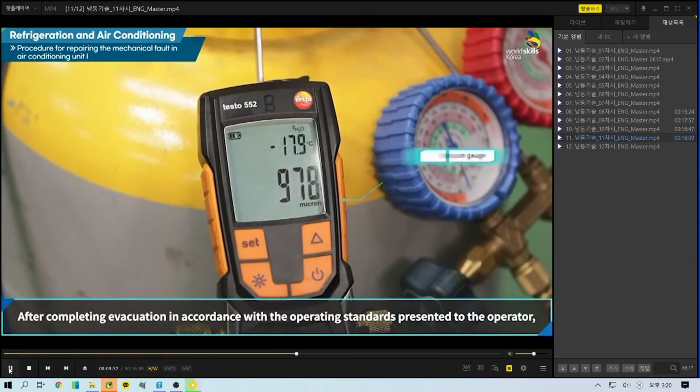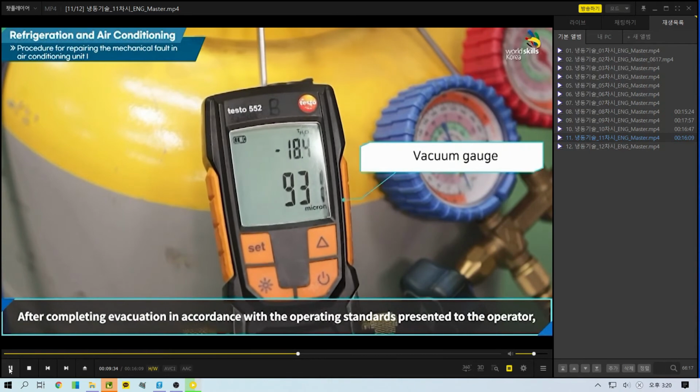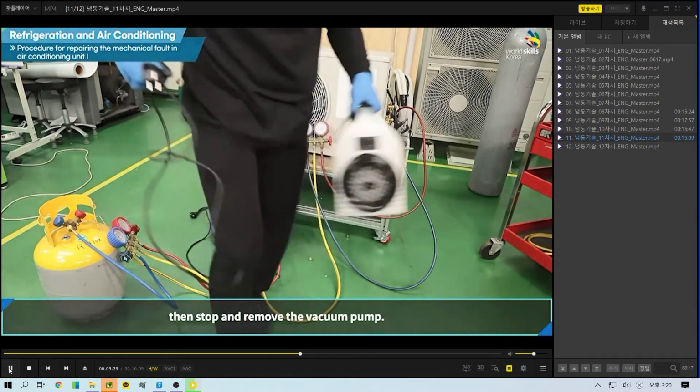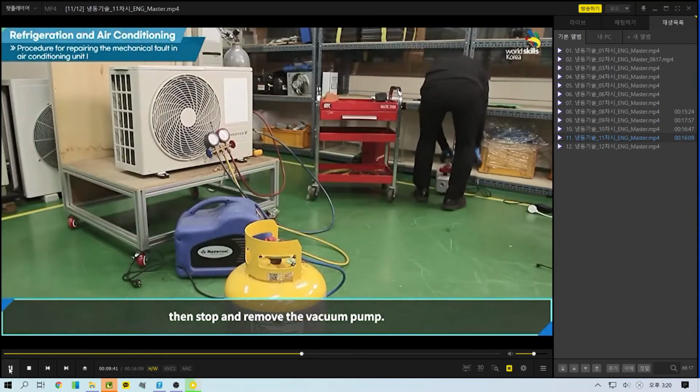After completing evacuation in accordance with the operating standards presented to the operator, close the valve of the recovery container connected to the vacuum pump. Then, stop and remove the vacuum pump.